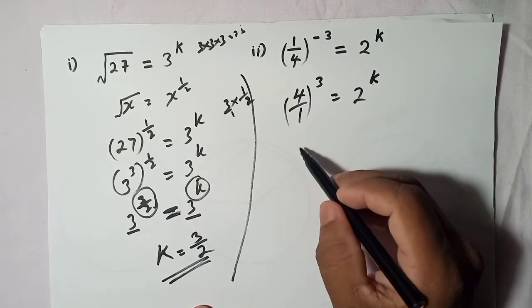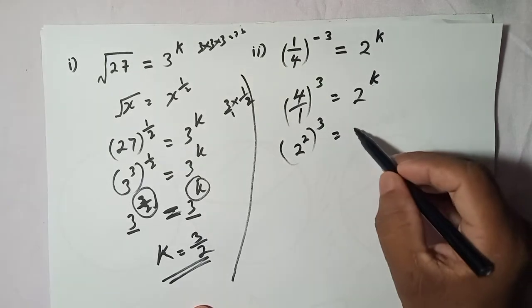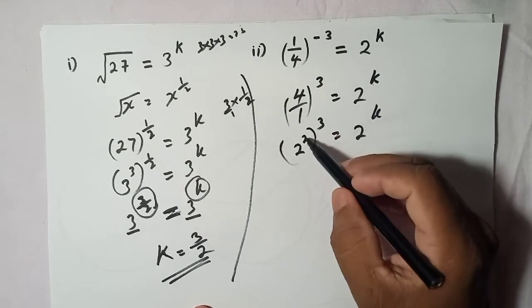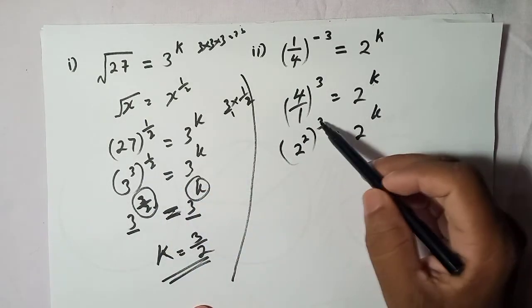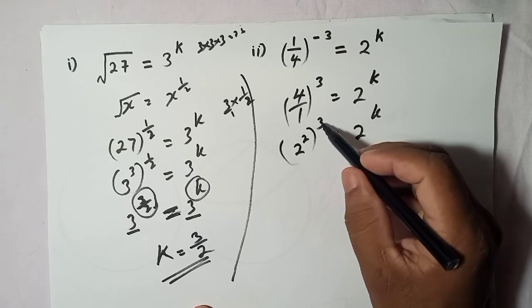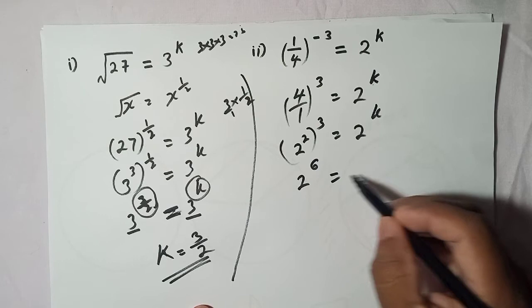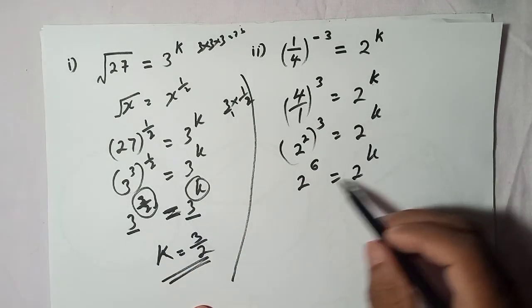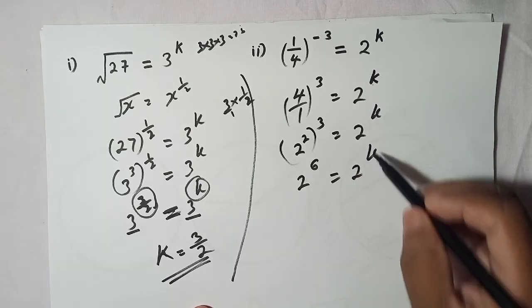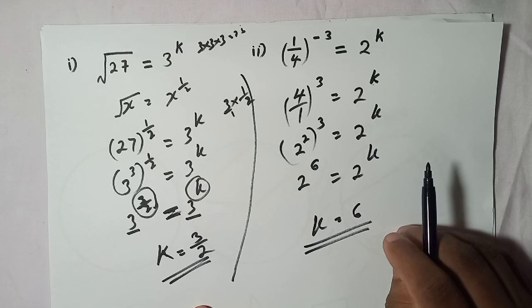Now 4 you can write as 2 to the power 2, right? And 3 here, 2k. Now like same here, we can multiply these two indices, index again index, right? So here will be 2 into 3 is 6, and here will be 2k. Now again like here, same base, so this must be equal to this. So your k equals 6. So that's the answer.